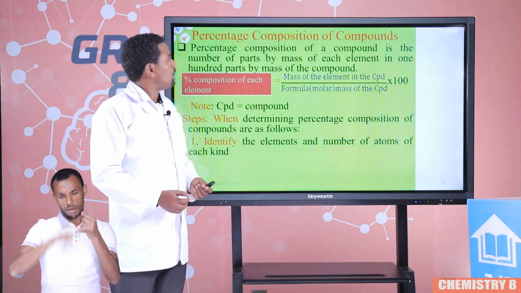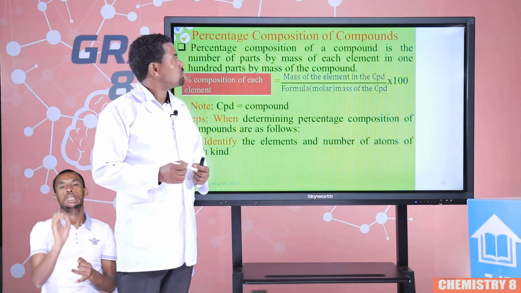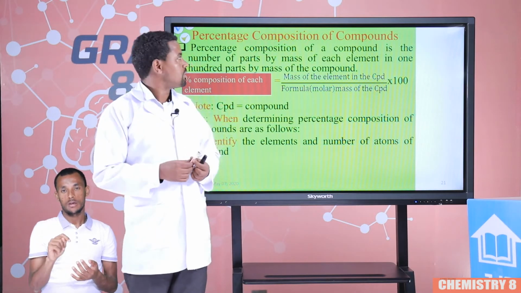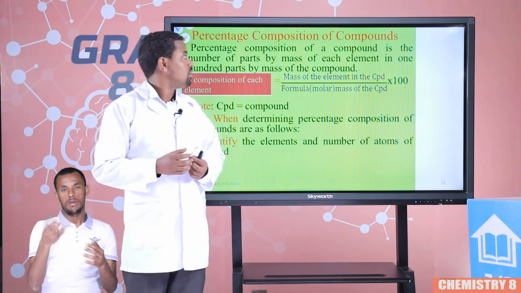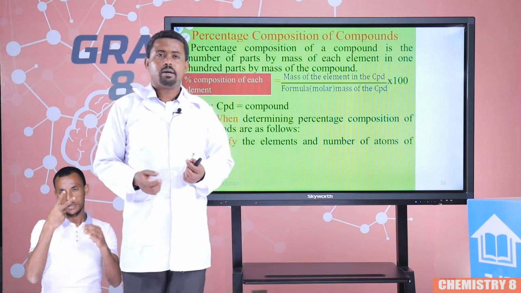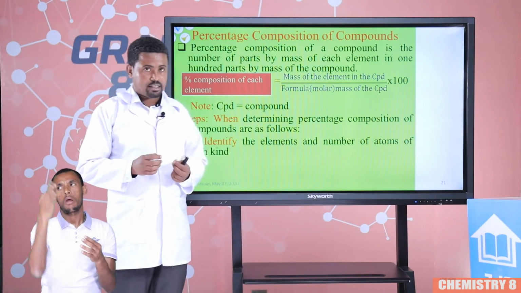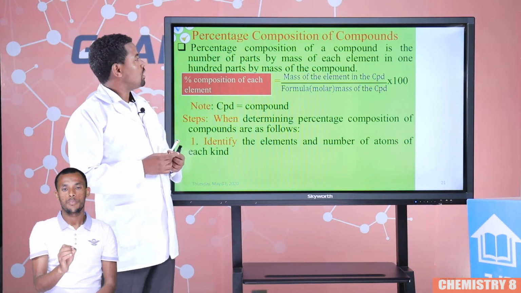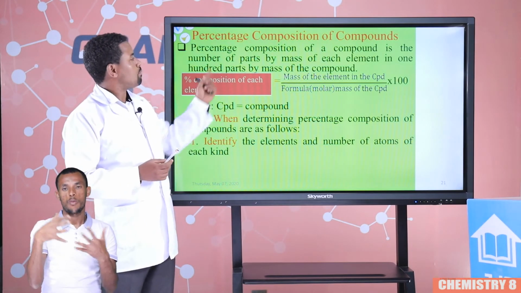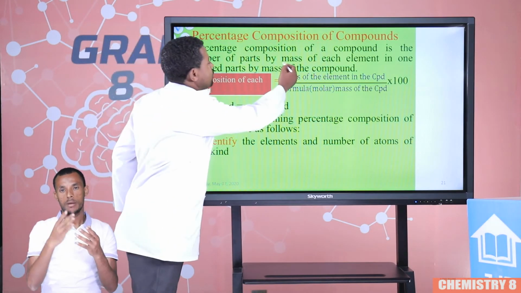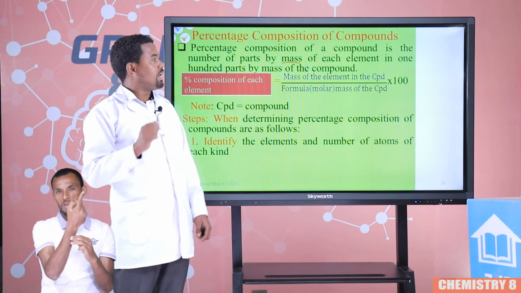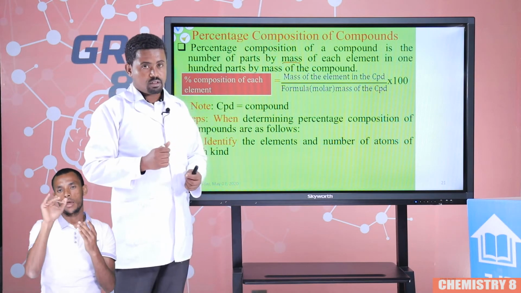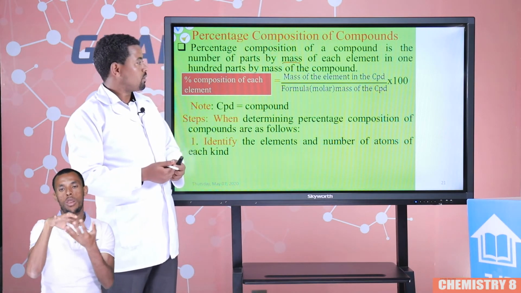And the last point is percentage composition. As you remember, percentage is a familiar term for you, but in our subject, chemistry, for what purpose do we use percentage? So the percentage composition of a compound is the number of parts by mass of each individual element in 100 parts by mass of a compound.